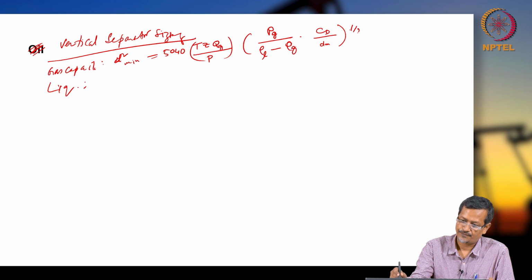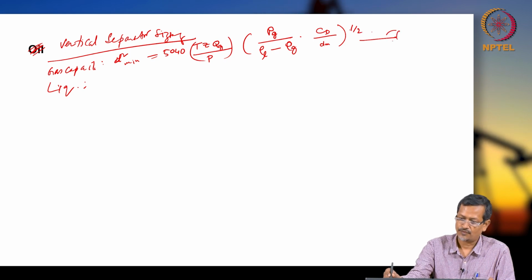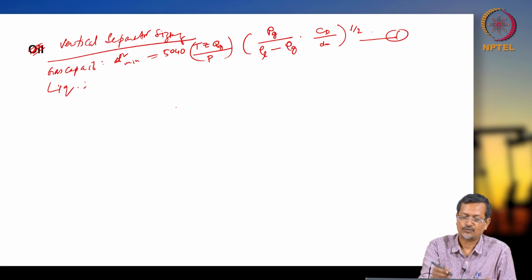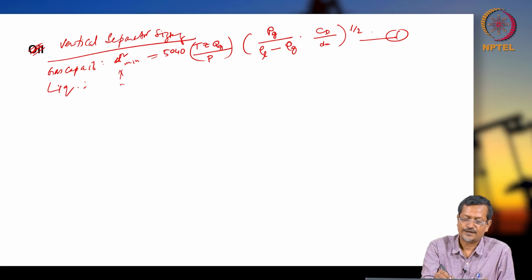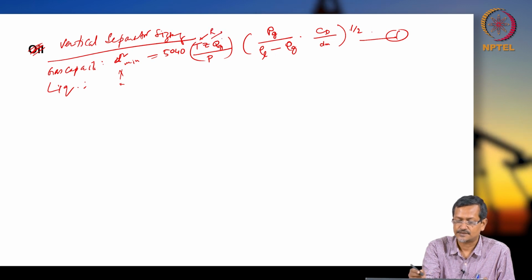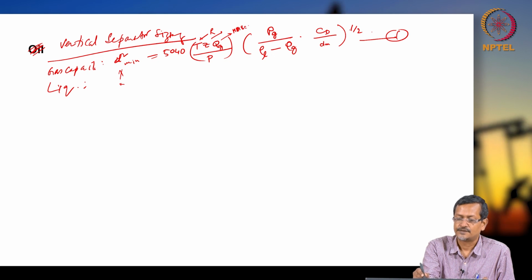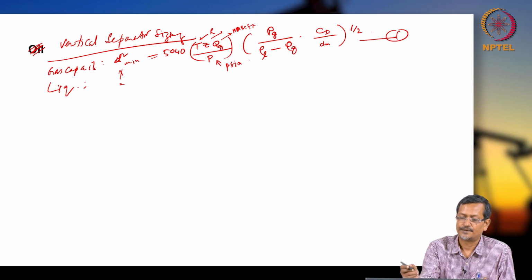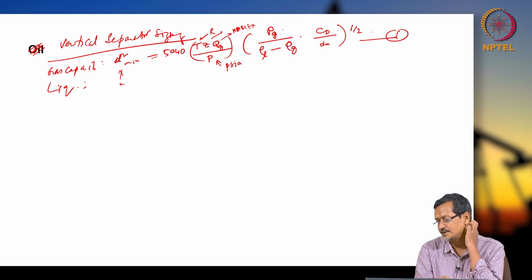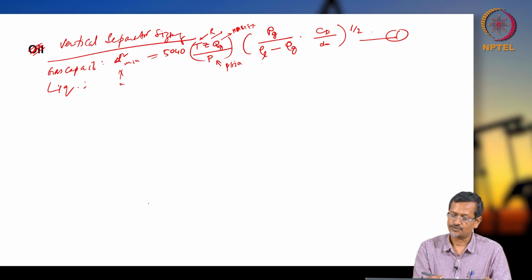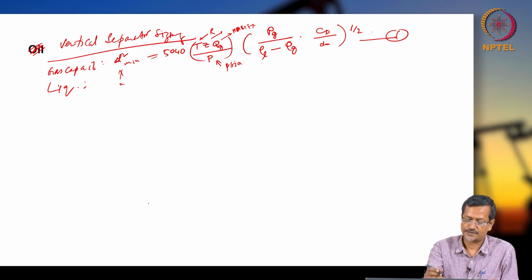This is the same formula as in the two-phase separator, and you already know the units. D will be in inch, T will be in Rankine, Z is unitless, the compressibility factor, QG is in MMSCFD, P is the operating pressure in PSI. Rho G is your density, CD your drag coefficient, DM is particle size. So this is the formula you have to use for gas capacity.